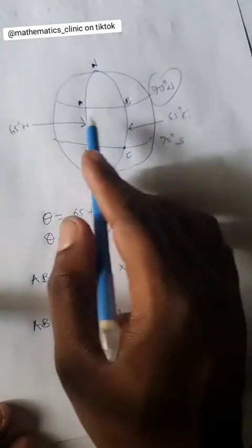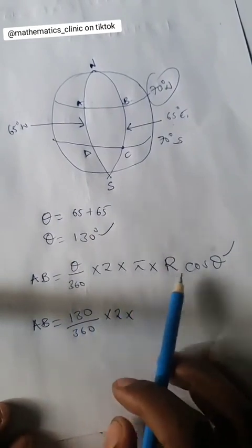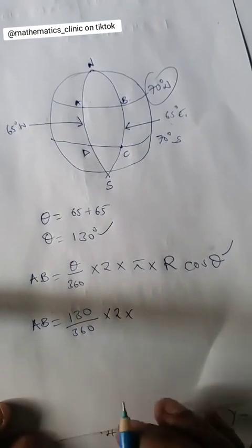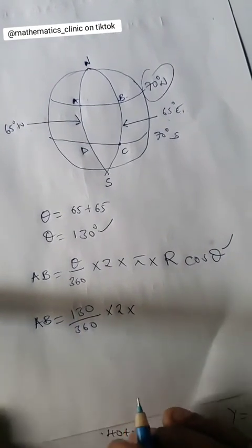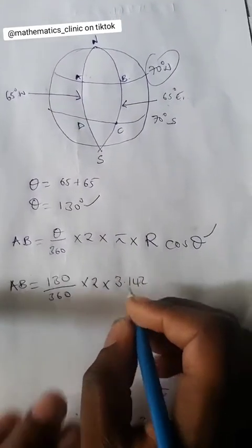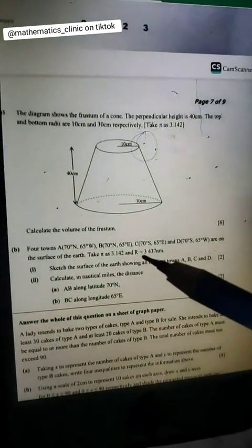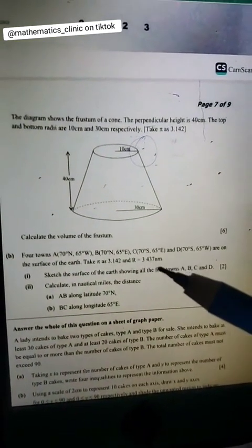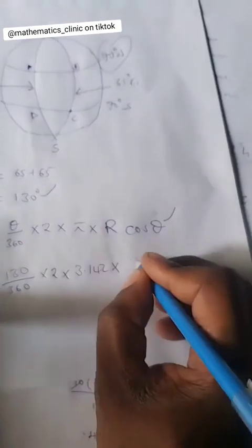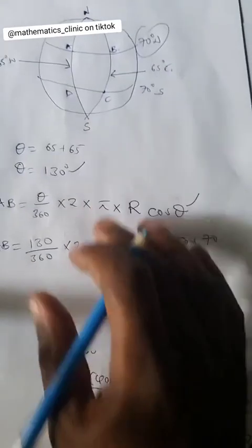Since we are finding the distance along the latitude, we use this formula: theta out of 360 times 2 times pi times r cos theta. Now we replace: pi is 3.142, and our radius is 3,437 in nautical miles because we are finding distance in nautical miles. So we have 3437 cos 70. Then we punch it on a calculator.